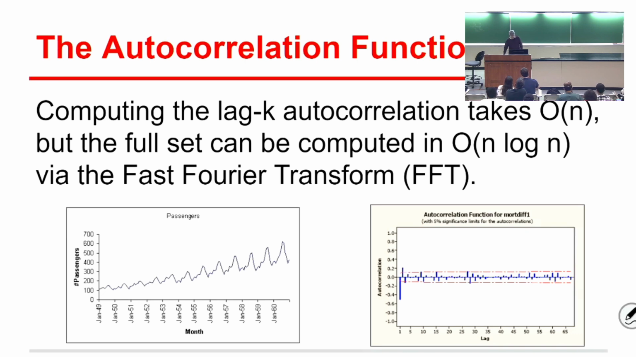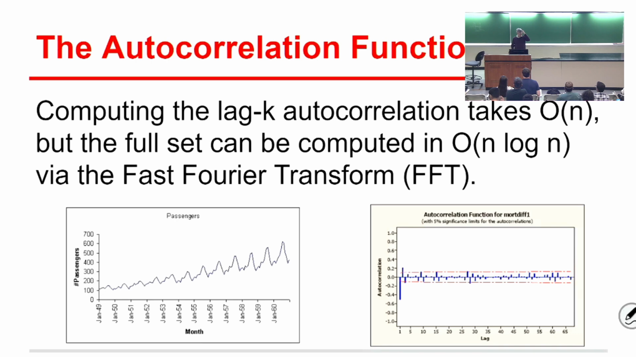Now, how do you compute this autocorrelation function? What is the time complexity of computing the lag 7 correlation of an n-point time series? If I have n points and I want to compute the autocorrelation between a time series and its lag of 7 days, what's the complexity of that? O of n. Why is that?